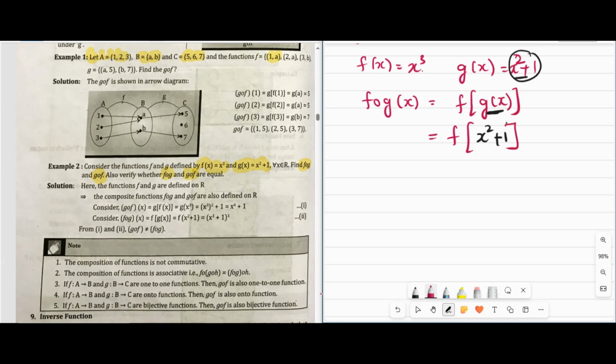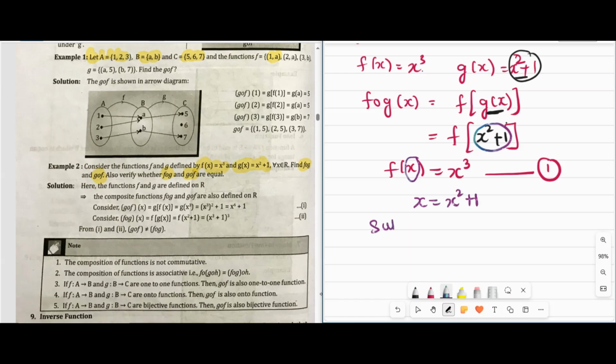Now it is in the form of f of x, so we'll write the formula of f of x. F of x equals x cube. Call this equation 1. Now compare the f of x values. We have x here, and here we have x square plus 1. So x is changing to x square plus 1.